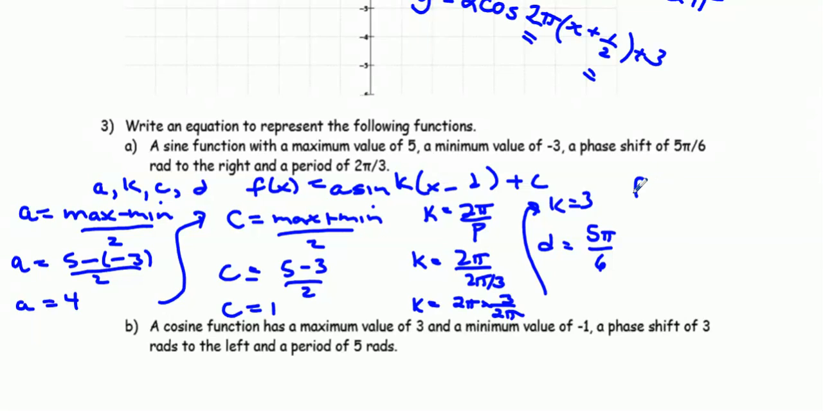So we could say this is f of x or y, it doesn't really matter. A is 4, it's a sine, so I'm just going to say sine. And then I've got my k, which is 3, and then my x, and then my phase shift, which is minus 5 pi by 6 when I change the sign, and my vertical displacement, which is plus 1. Okay? All right, I want you to pause the video and try the next one on your own.